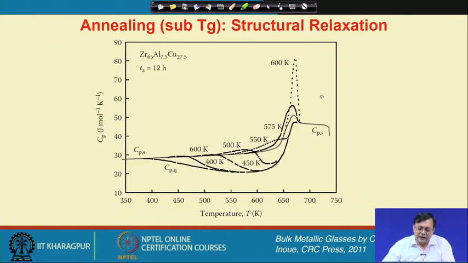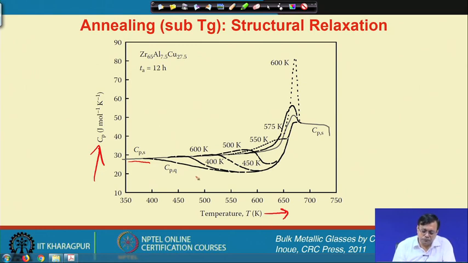Now, I have magnified here the glass transition event of a thermogram of a glass, and so here this is the Cp on the y axis and here is the temperature.